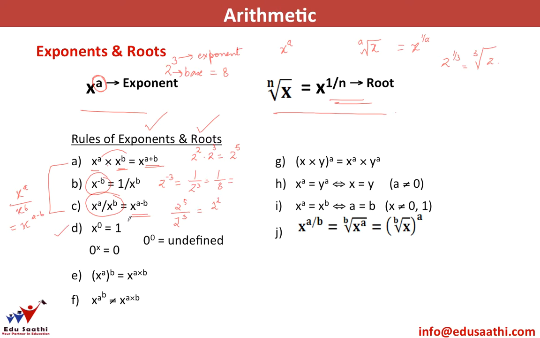Most important rule is anything raised to power 0 is 1. So x raised to power 0 is 1. 0 raised to power 0 is undefined, that you have. And 0 raised to power anything is always 0. Anything raised to power 0 is 1, but 0 raised to power anything is 0, that you have. Don't get confused between these two things. They are very, very simple, yet people get confused when they get into questions.